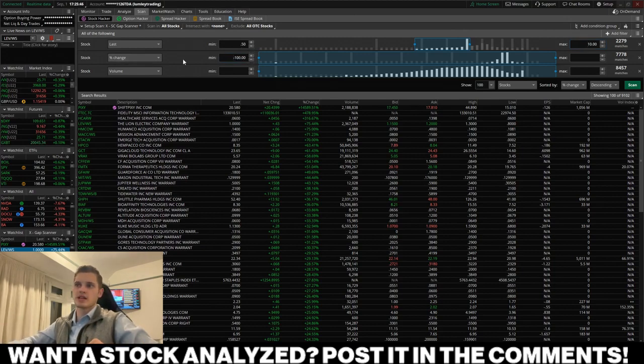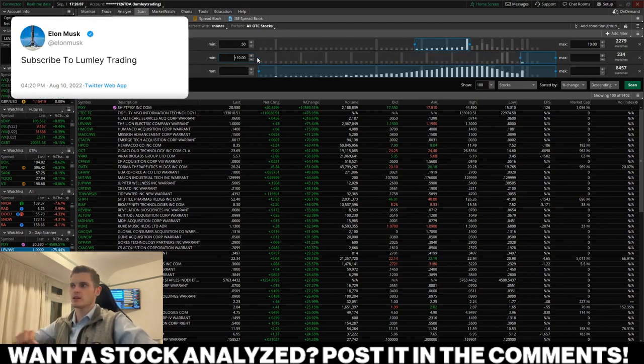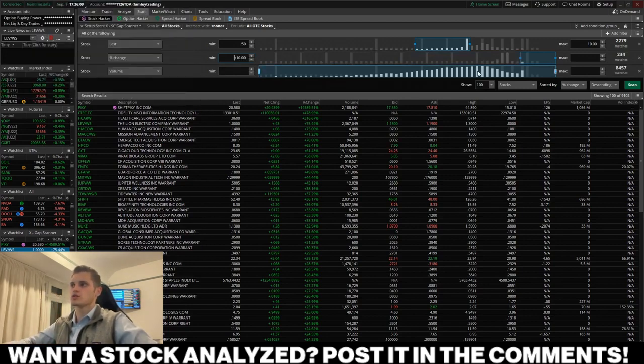Now we have percentage change below. This will allow us to find stocks that have gapped. So we want stocks that have gapped. Again, depending if you're trading small caps, you're probably wanting a higher gap percentage, whereas if you're trading large caps, you can probably look for something a bit smaller. But in this case, we'll look for stocks that have gapped at least 10% since yesterday's close. So now we see stocks that are between 50 cents and $10. They're also up 10% on the day.